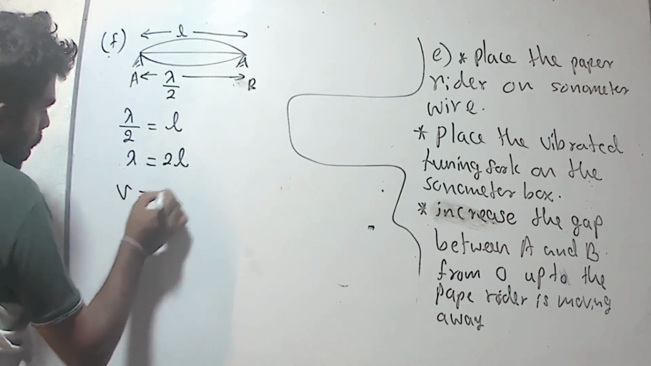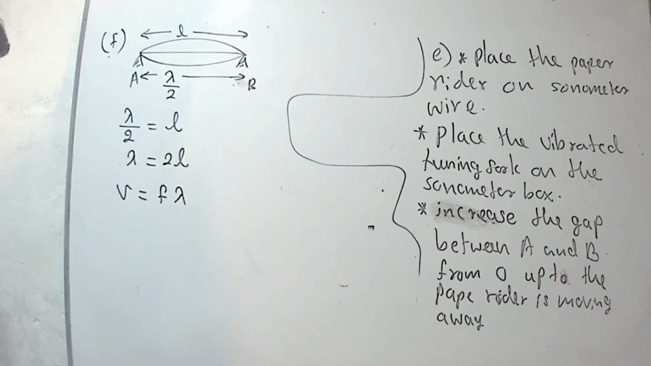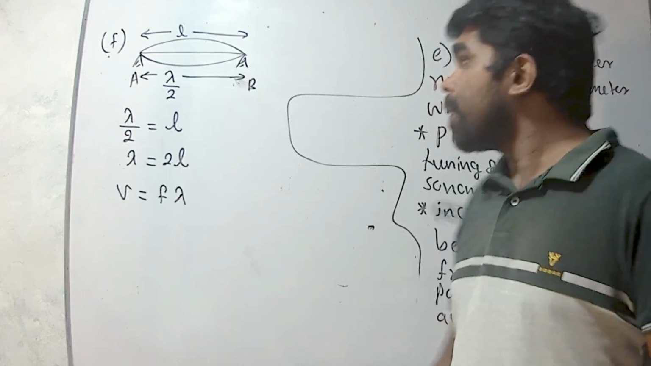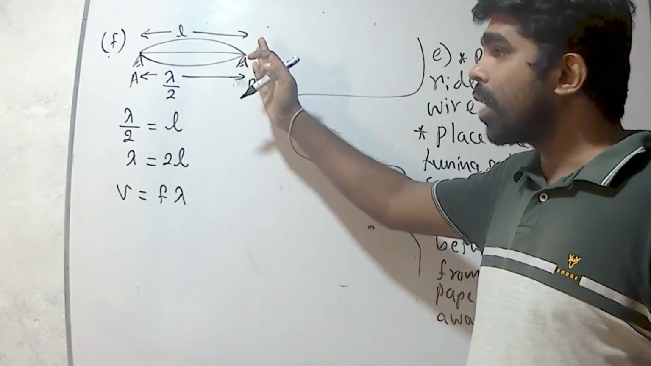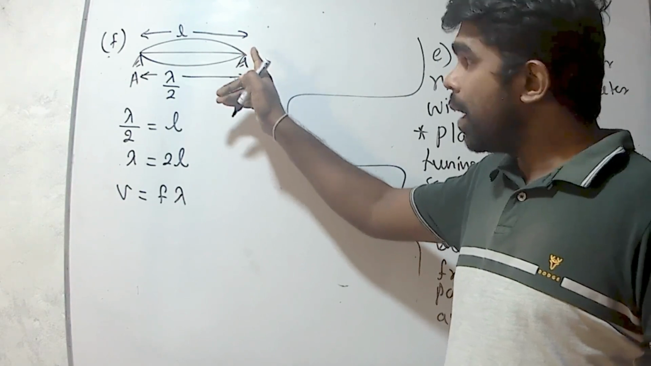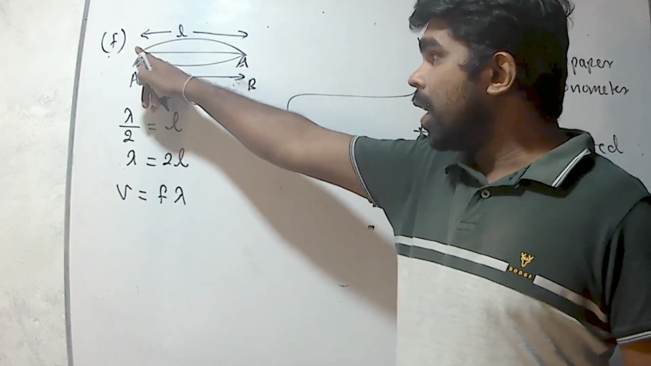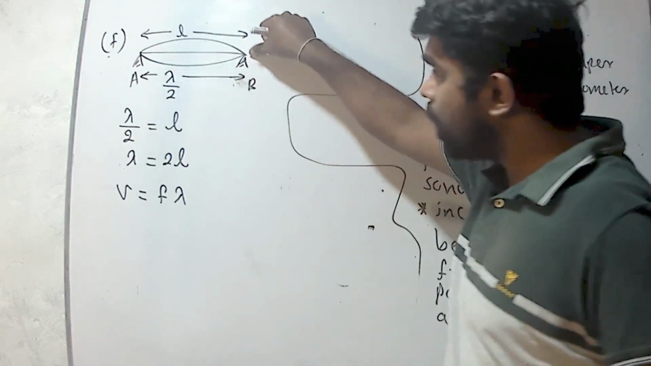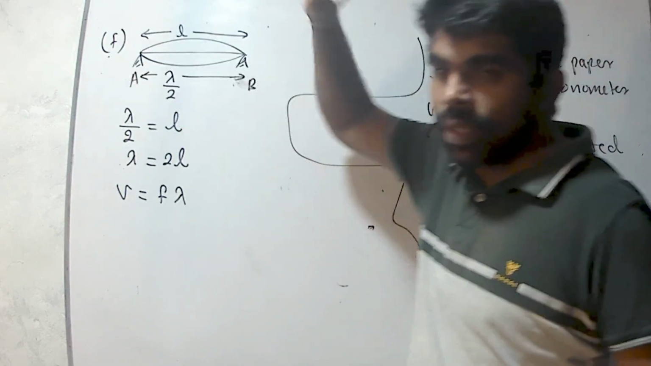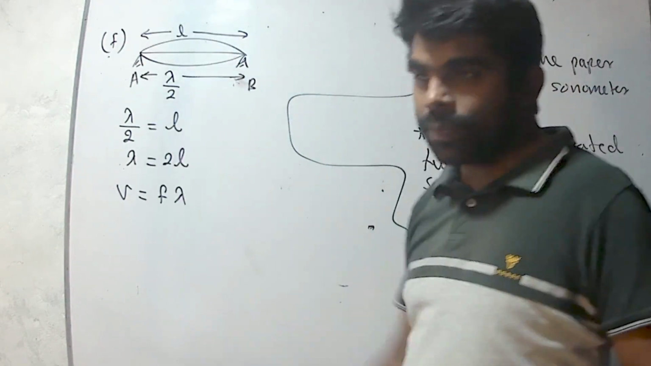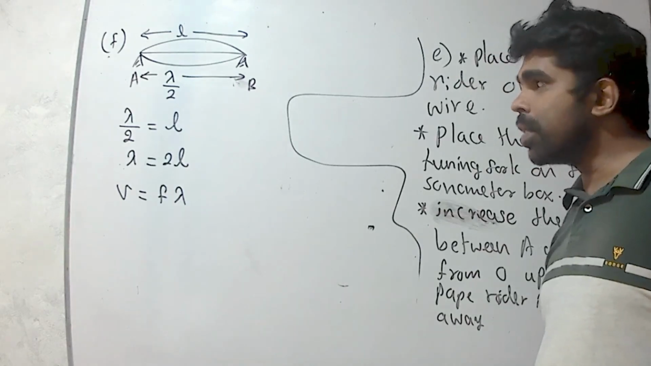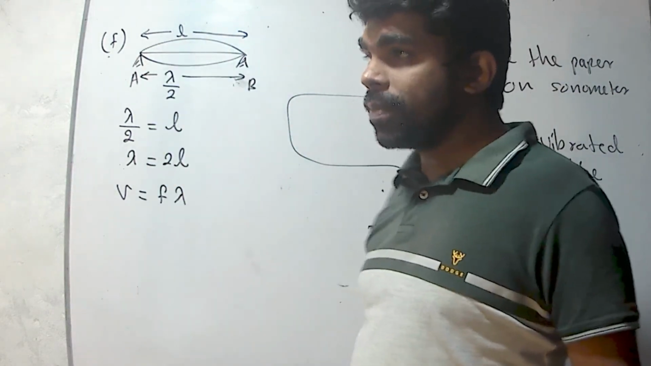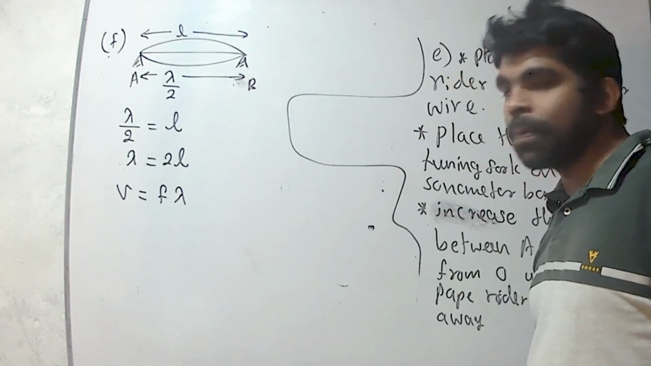Now we can use V equals f lambda for the corresponding wave. It is a stationary wave. Stationary wave means the waveform is not moving. After the B end of the wire, there are two waves. The first one is the incident wave and the second one is the reflected wave. The incident wave and reflected wave make a stationary wave pattern according to the principle of superposition.